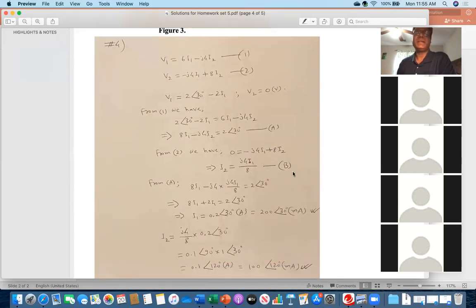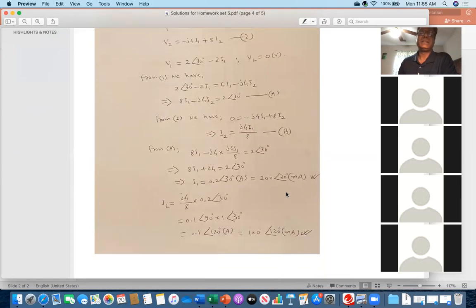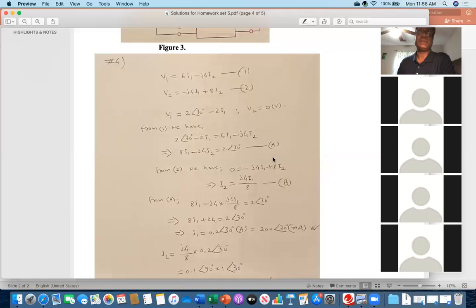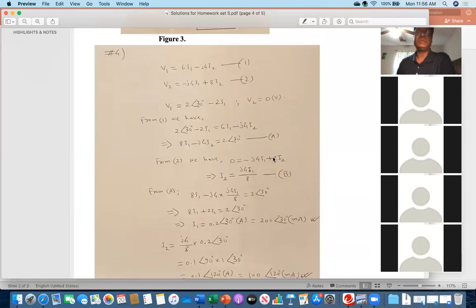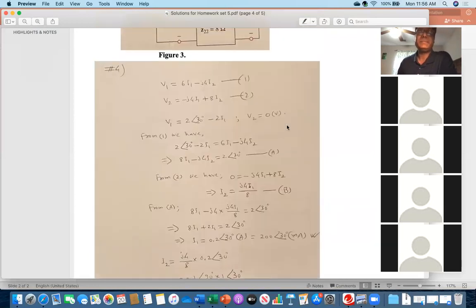I am plugging in I2 in equation A. Finally, I got I1 either 0.2 at an angle of 30 degrees ampere, or you can express it in milliampere, 200 angle 30 degrees. Similarly, I2, after plugging in the I2 value here, you are getting 0.1 angle 120 degrees, or 100 at an angle of 120 degrees milliampere. So most of you have done this one properly, although I think in 2 or 3 cases there is a mistake. Everybody is fine with this problem?